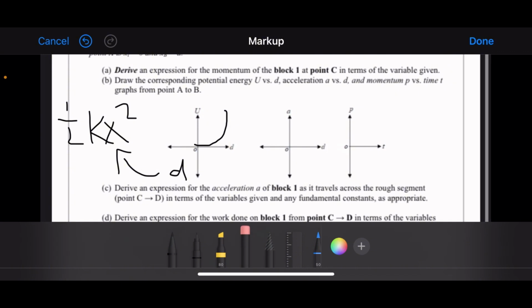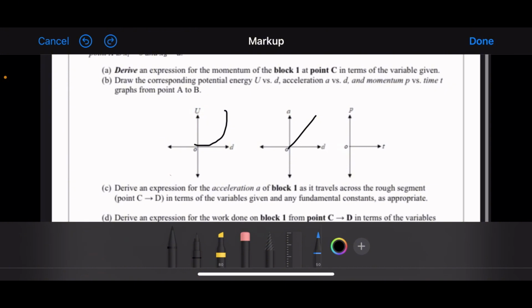And then for the second graph, I'm gonna just draw it as a linear, sorry, that's really bad, as a positive linear line, because at the beginning, the spring isn't completely stretched yet. So when it's moving from A to B, the A max is when it's finally stretched, and that's at point B.